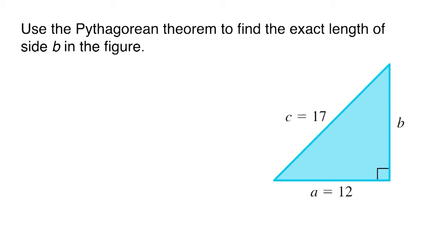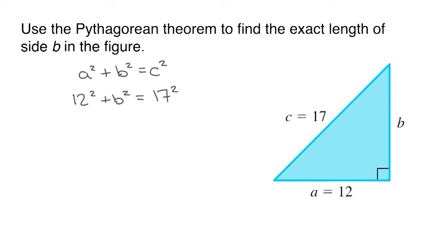The Pythagorean theorem states that A squared plus B squared is equal to C squared, where C is the length of the hypotenuse. We'll substitute 12 for A and 17 for C, and then solve for B. So we have 12 squared plus B squared is equal to 17 squared.